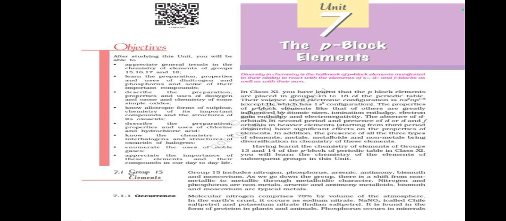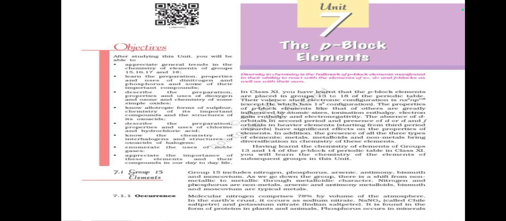In addition, the presence of all the three types of elements, metals, metalloids, and nonmetals, brings a diversification in the chemistry of these elements. Having learned the chemistry of elements of groups 13 to 14 of the p block of the periodic table in class 11, you will learn the chemistry of the elements of subsequent groups in this unit.